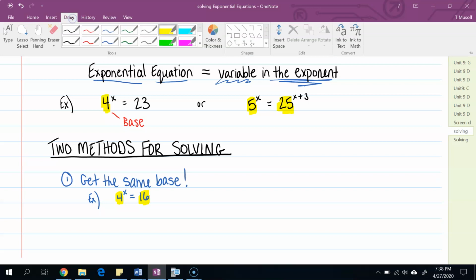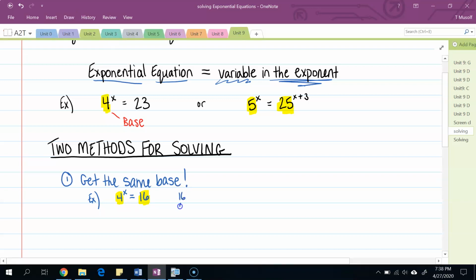In this case, we can rewrite 16. If you're not sure how, then off to the side, you could break down 16. 16 is 4 times 4, and that means I could rewrite 16 as 4 squared. Now the left side and the right side have the same base. That's important because if 4 to the something equals 4 to the second, then as long as those bases are the same, I can cross them out and solve my equation. That method's the easiest, but unfortunately it doesn't always work.